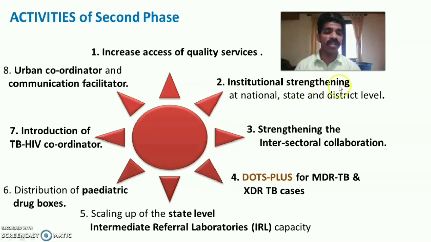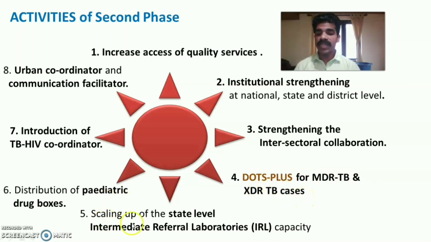The second activity was institutional strengthening. Strengthening all the institutions available in the country at national level, state level and even district level to improve the services in RNTCP and DOTS program. The third activity was strengthening the intersectoral collaboration or coordination to improve the quality of services. The fourth activity was introduction of DOTS plus programs in India from 2007 onwards for both multi-drug resistant TB cases and extensively drug resistant TB cases.